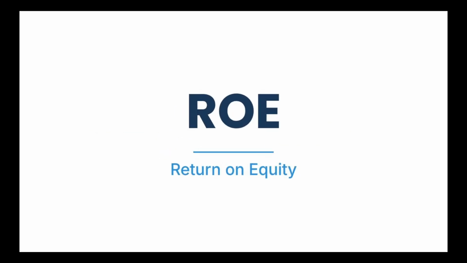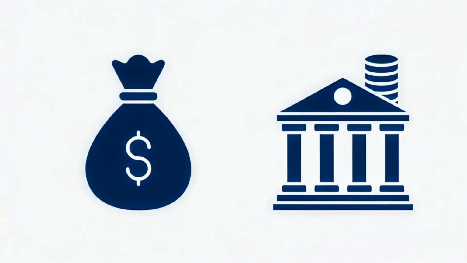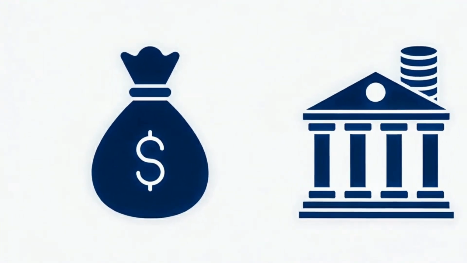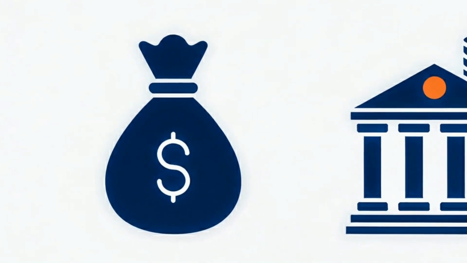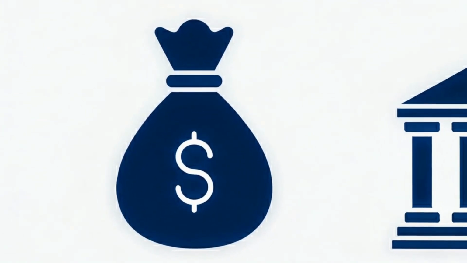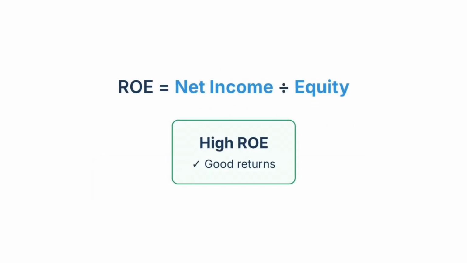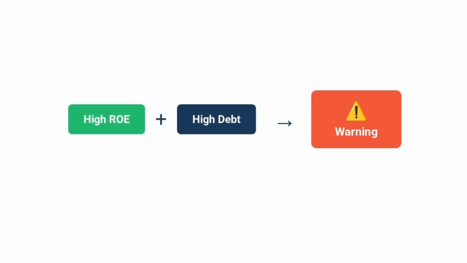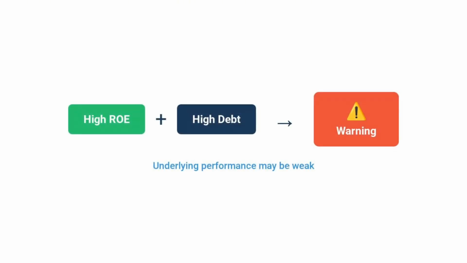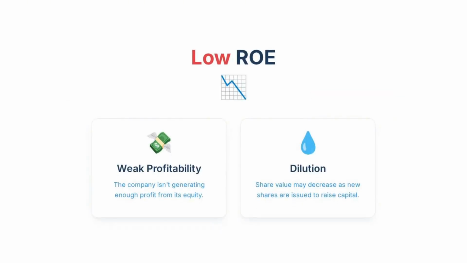ROE means return on equity. It shows how much profit the company generates for shareholders using shareholders' money. ROE is most relevant for banks and financial institutions. To calculate ROE, we divide net income from the income statement by shareholders' equity from the balance sheet. A high ROE is generally positive, but if the company is heavily leveraged, the ROE may appear high even though the underlying performance is weak. A low ROE suggests weak profitability or dilution.